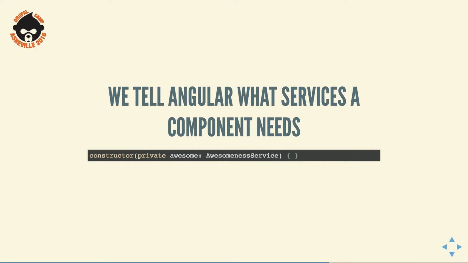In a constructor, we tell Angular what services a component needs. And so we might say private awesome is an awesomeness service. And so Angular, at that point, knows we need the awesomeness service. And so it's going to look in the constructor, see that, and then it's going to use the provider we find either in app.module.ts, or we can define a provider on a component level right inside the component in the metadata that we talked about that's in the @Component decorator.